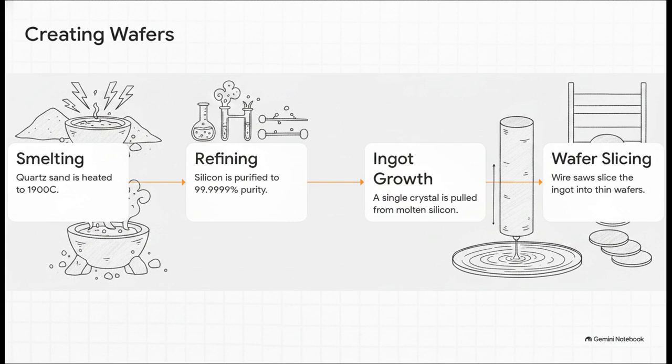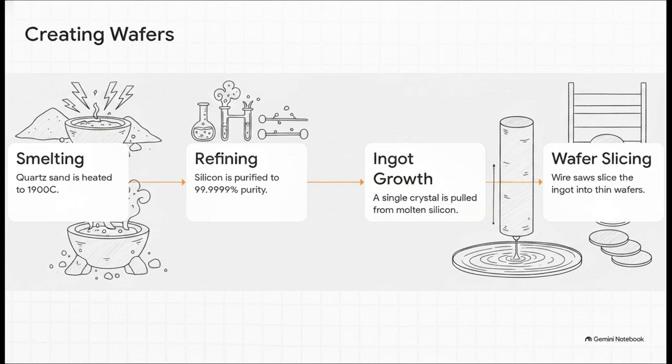That's 99.99999% pure polysilicon. Next, this ultra-pure silicon is melted down again, and a massive, single cylindrical crystal ingot is slowly pulled from the melt. Finally, wire saws slice this ingot into wafers roughly 150 to 180 microns thick.